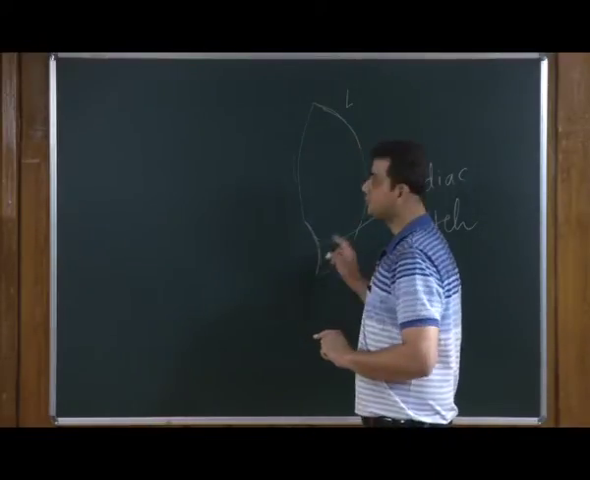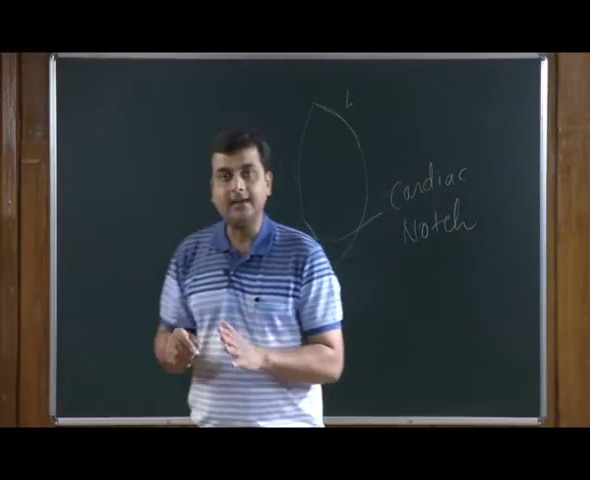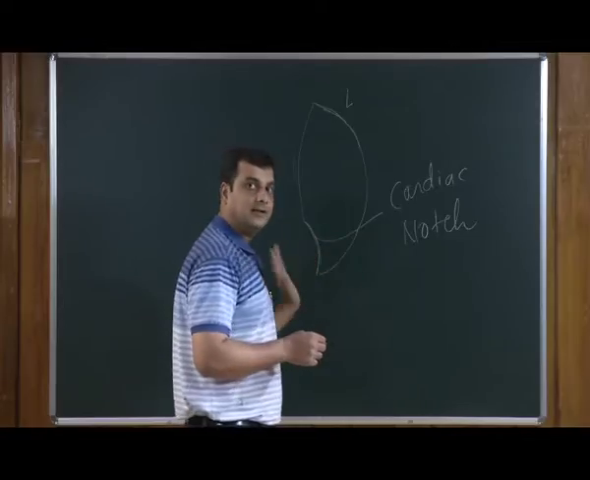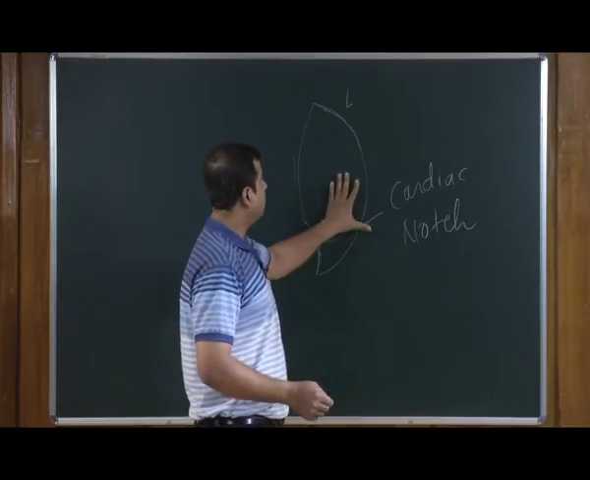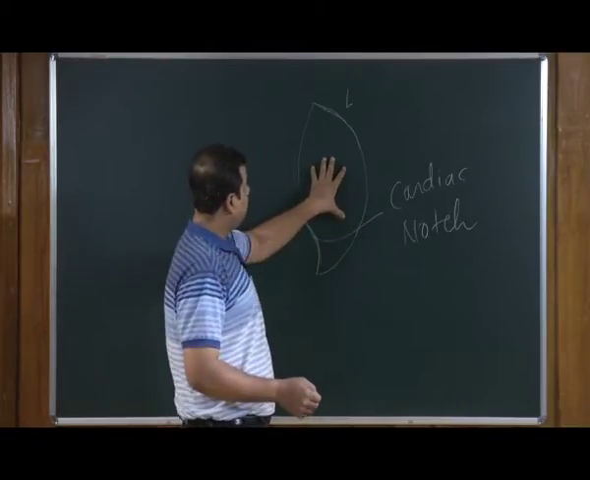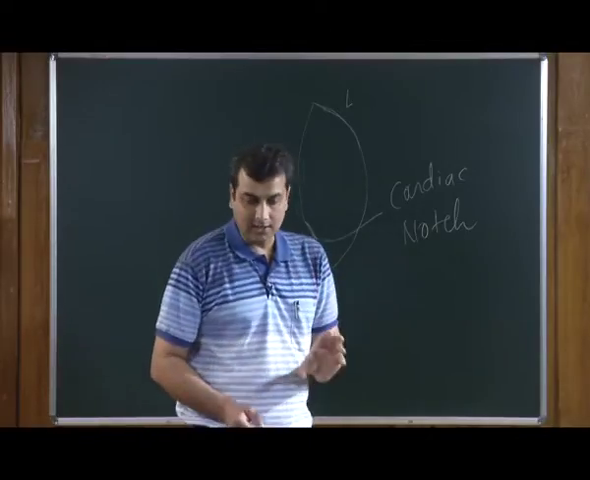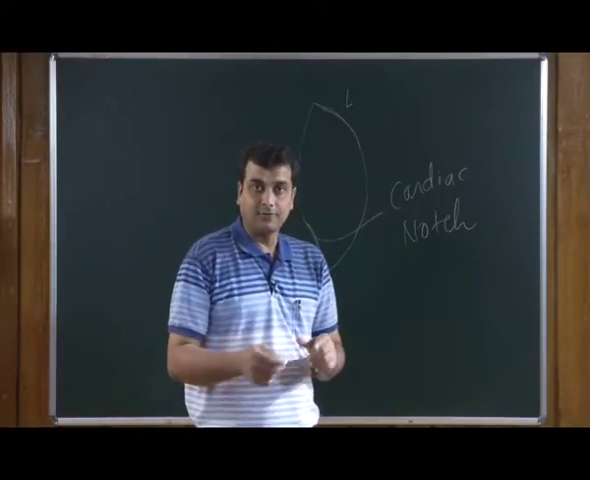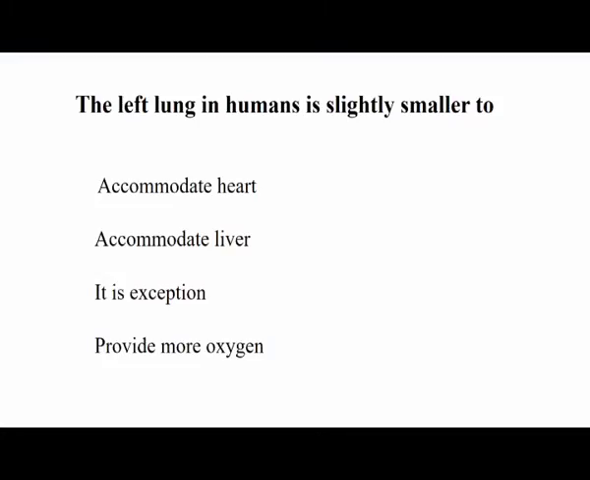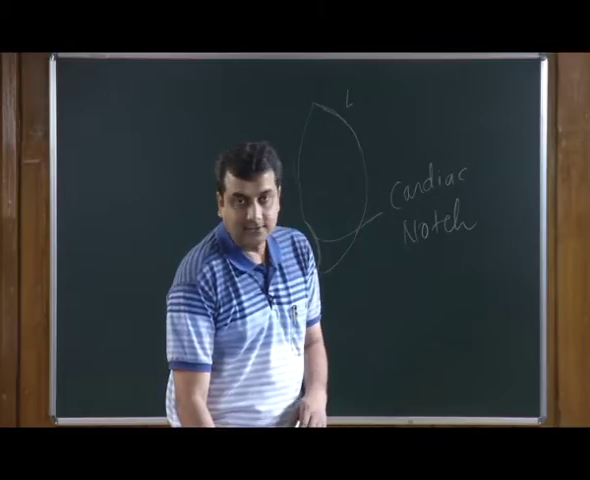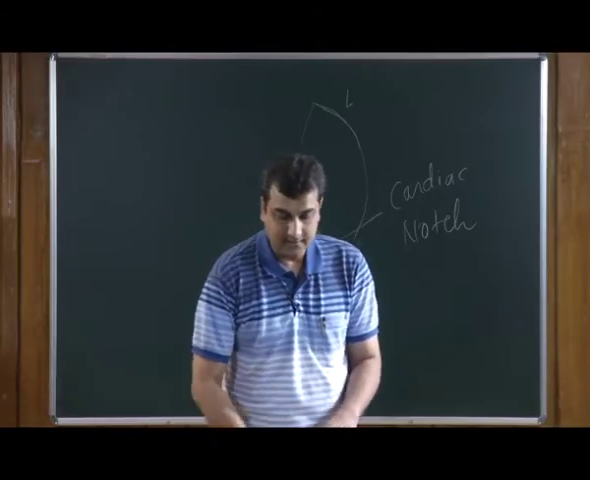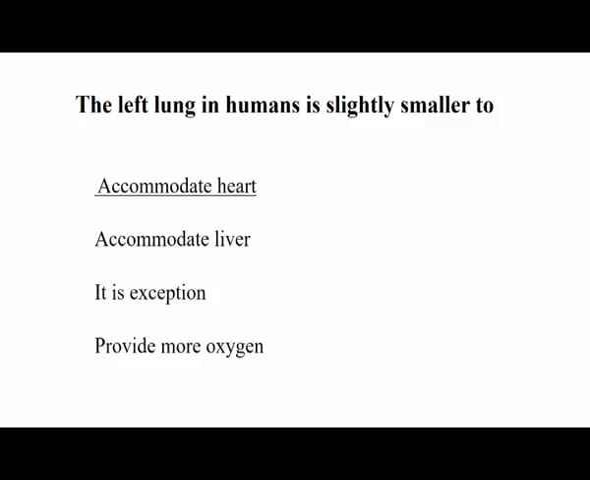So to cover this question, we obviously get an idea that the location of the heart is towards the left side of our body. The left side of our body is having the heart, and because of this, the left lung is slightly smaller in size. Of course, the other choices, accommodate liver, it is an exception, and provide more oxygen, are not pertinent. So the appropriate answer to this question is accommodate heart, just to get an extra space for the heart.